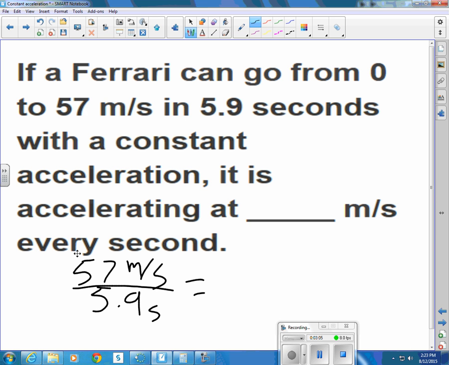Calculator tells us that that is 9.67 or 9.66. We could call it 9.7. Close enough. Meters per second every second. That's how much the speed is increasing every second. And if I do that for close to 6 seconds, I'll get close to 60 meters per second, because this is pretty close to 10 meters per second every second.